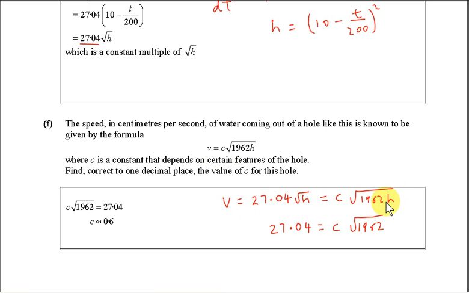Now we can take the square root sign over both factors of this product. So we'll have square root of 1962 times the square root of h. But there's a square root of h on the other side, so the square roots of h cancel on both sides. And we get down to this equation. So from this equation we can solve for c. We just divide across, and to one decimal place we get 0.6.